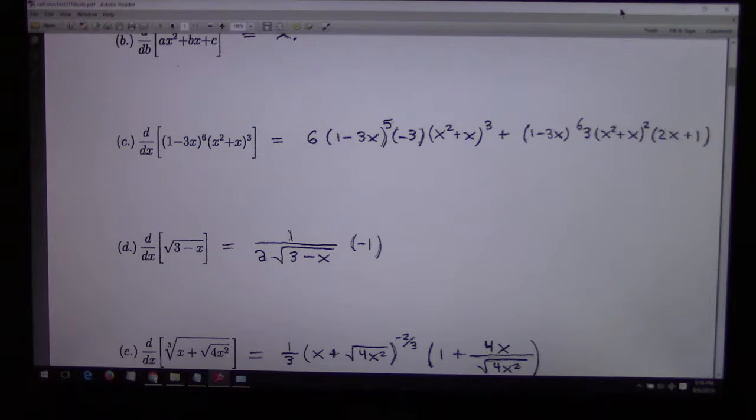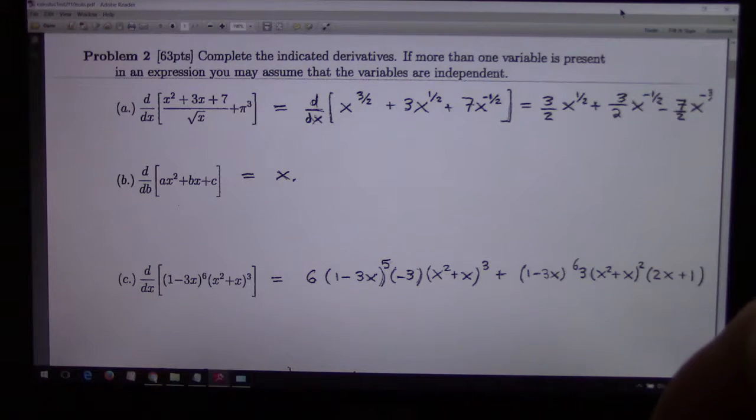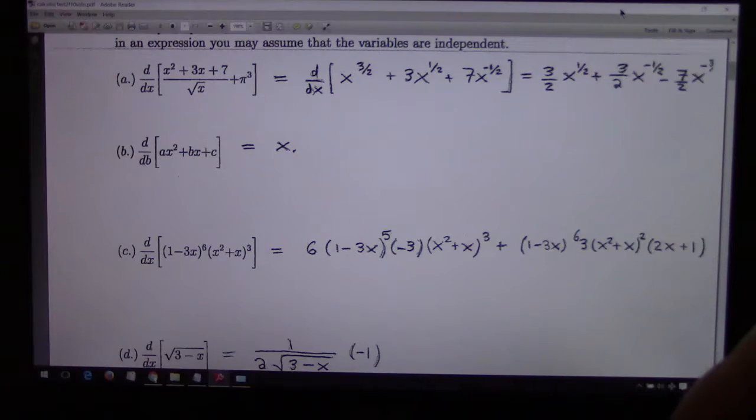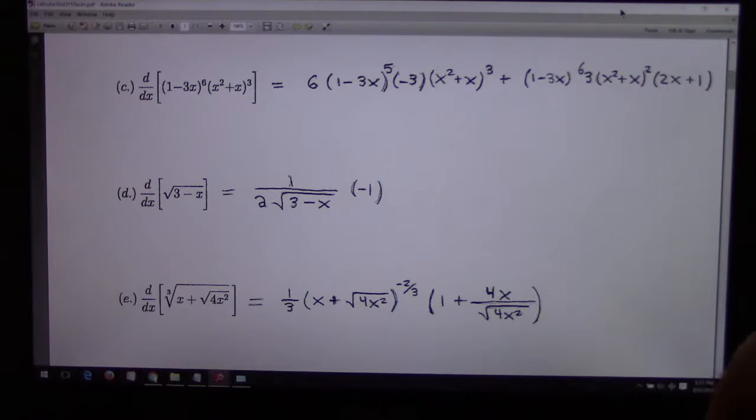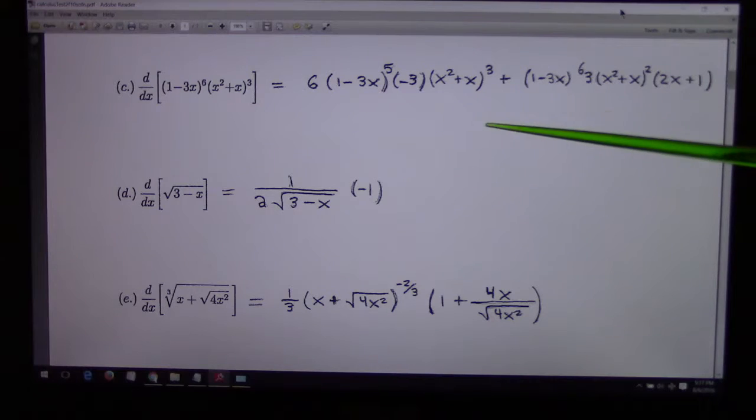Here's a product rule. Actually, it's product and chain, right? At the top here, I think I said differentiate, don't simplify. Complete the indicated derivatives. If more than one variable is present in the expression, we assume the variables are independent. I didn't ask you to simplify, so you don't have to. If I say simplify, I want you to simplify, and if I say otherwise, it's understood that you should just complete the calculus and stop there, because tests don't have a lot of time. So if I want you to simplify, I'll probably say simplify.